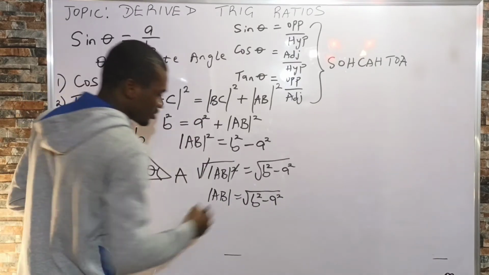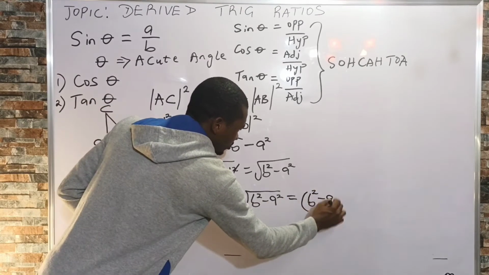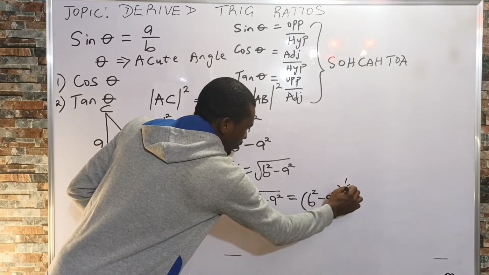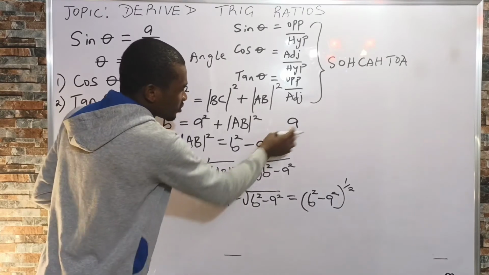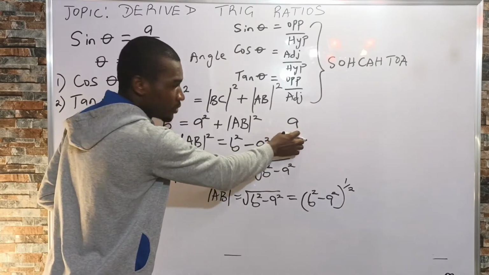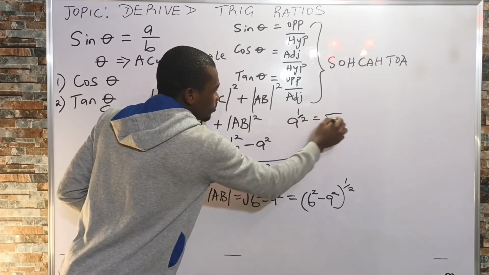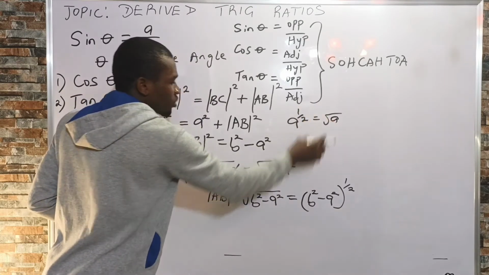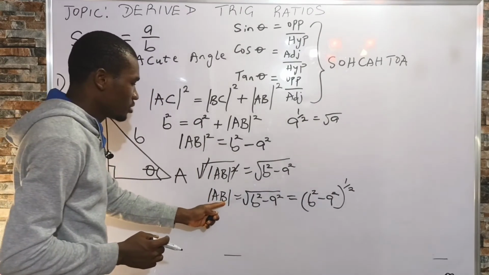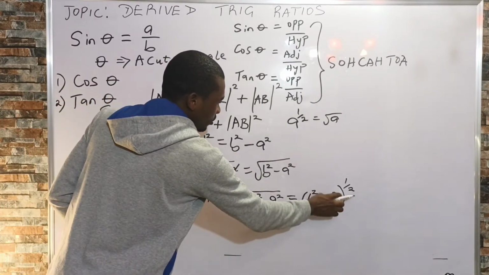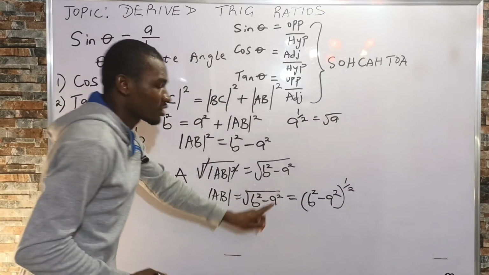Remember, based on laws of indices, we can still put this as B squared minus A squared all raised to the power of half. Remember that the laws of indices state that whenever we have a base number raised to the power of half, it is the same thing as taking the square root of that base value. So this is the example I replicated here. Having gotten the side AB to be B squared minus A squared, all raised to the power of half, which is the same thing as taking the square root.